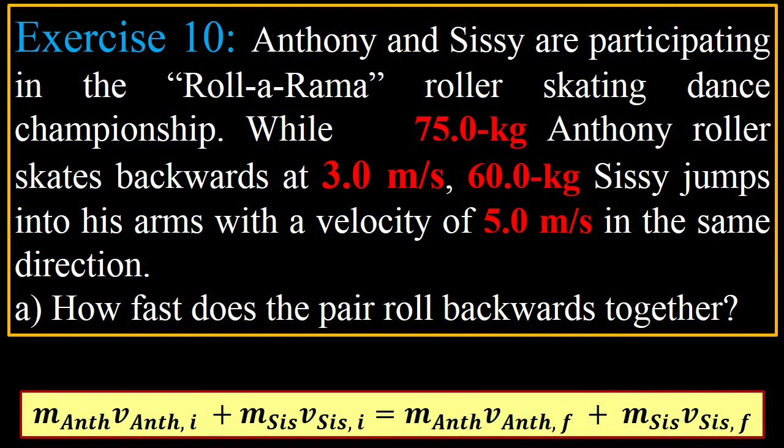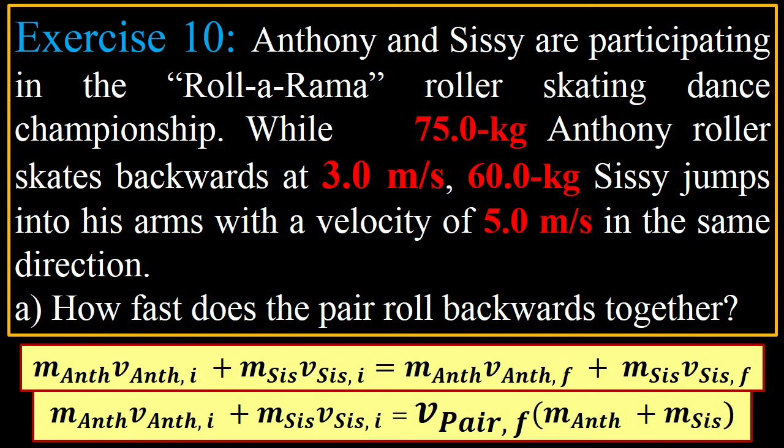So similar, again, but this time it's a little bit different. The final velocity of Anthony and Sissy are the same, so you're going to be able to factor out the velocity of Anthony and Sissy from the right. So the final velocity on the right will be the velocity of the pair times the quantity, mass of Anthony plus mass of Sissy. So that's not going to be a problem.